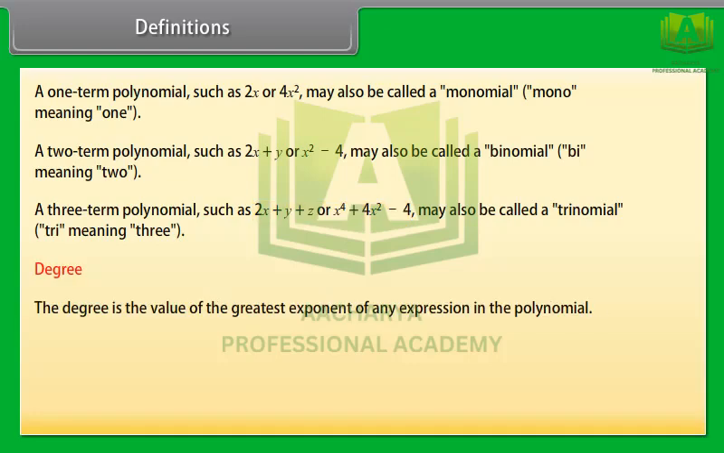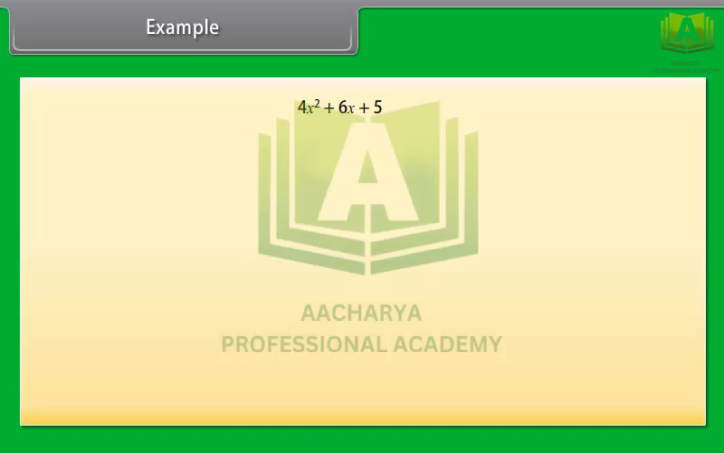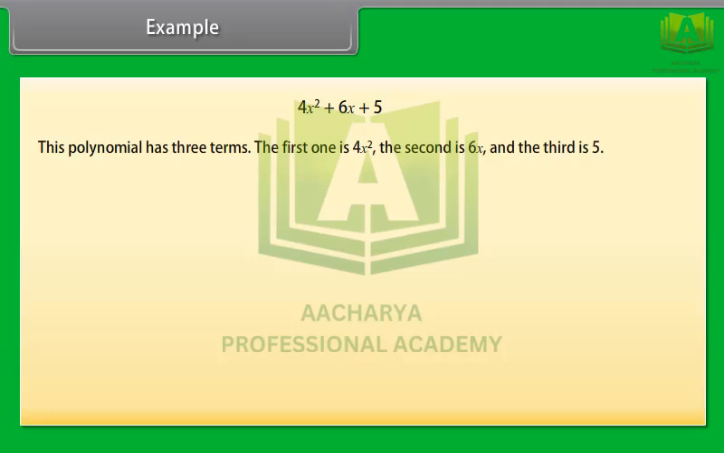Degree. The degree is the value of the greatest exponent of any expression in the polynomial. To find the degree, all you have to do is find the largest exponent in the polynomial. Example: 4x square plus 6x plus 5. This polynomial has 3 terms. The first one is 4x square, the second is 6x, and the third is 5.